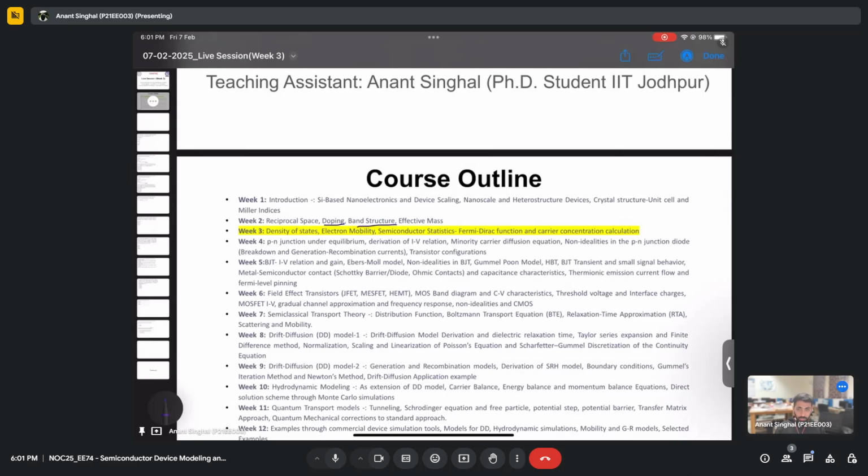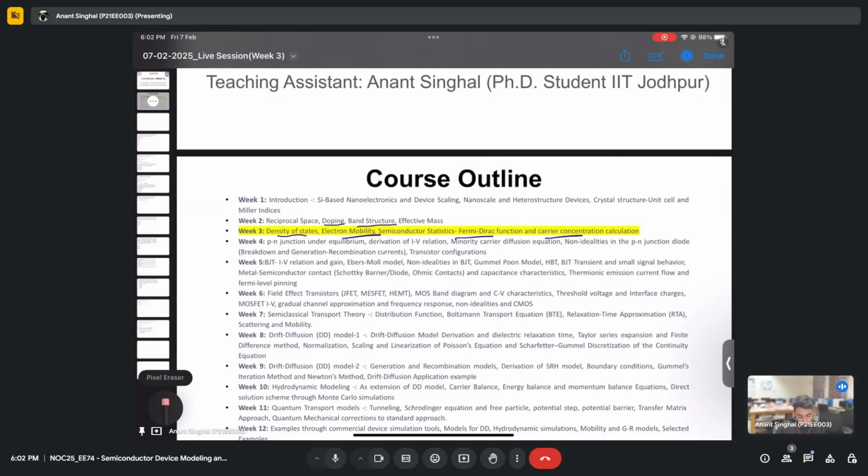Today is probably the most important lecture, because the topics in this particular week are density of states, electron mobility, the Fermi-Dirac function and the carrier concentration. These are the most important topics. If you have a good basic knowledge of them, you will not fail to understand the physics of all the devices coming in the upcoming weeks.